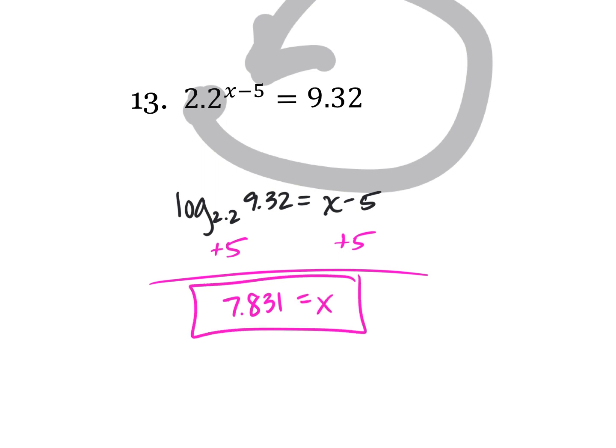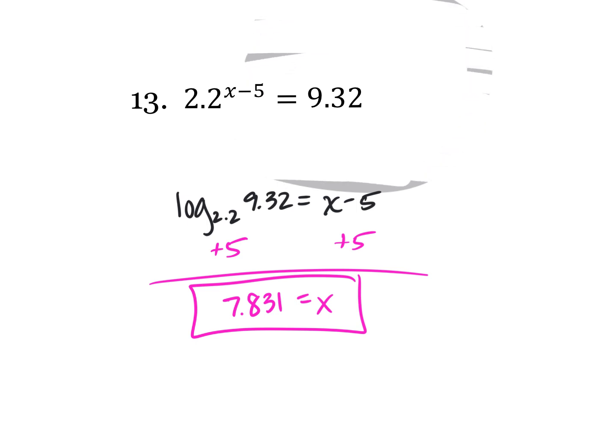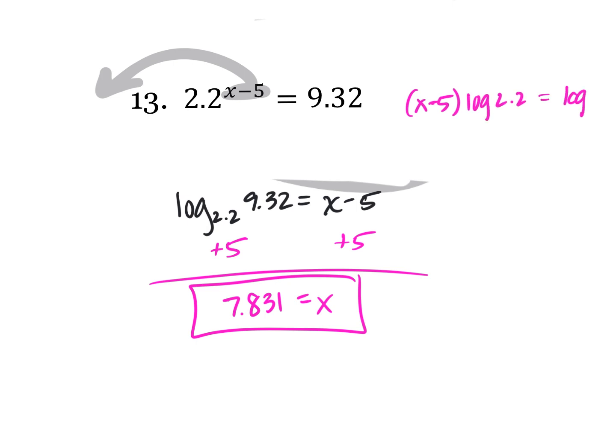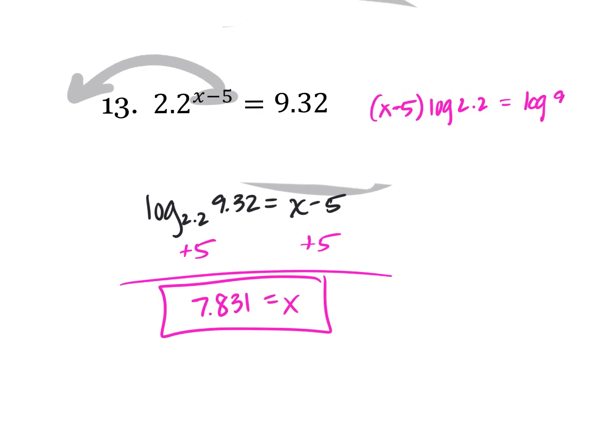I know some of you are like, dude, I want one rule and I want to stick to it. Could I say I don't want to do the loop, swoop, and pull? You call it a weird name and it's not intuitive to me. You don't have to do that, you guys. Could I say I want to bring my exponent out front? If you wanted to do that, we'd have x minus 5, log of 2.2. If I log the left, I've got to log the right. Oops, that needs to be a 9.32.